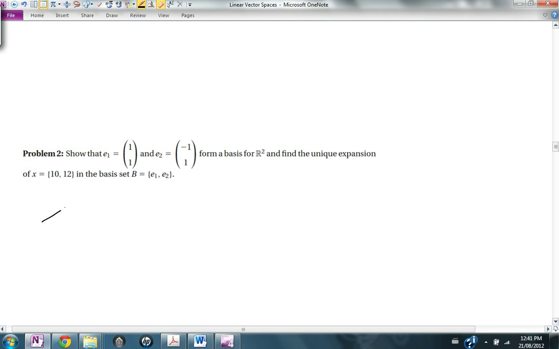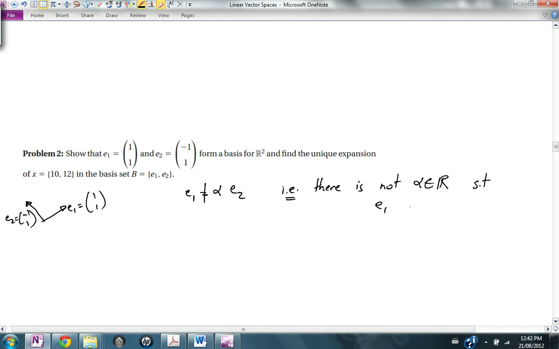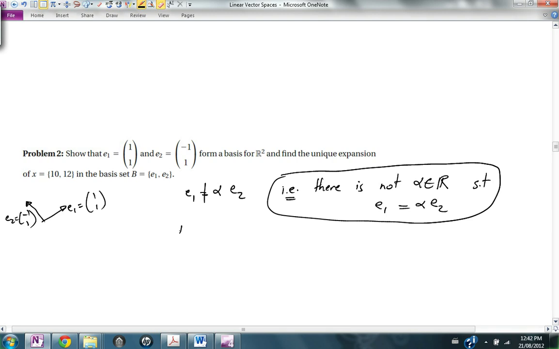So first, this is E1, which is equal to (1, 1). This is E2, (-1, 1). So the question is, is E1 equal to alpha E2? No. Which means there is no real number alpha such that E1 equals alpha E2. Therefore, E1 and E2 are linearly independent. Therefore, they can form a basis set for R2.